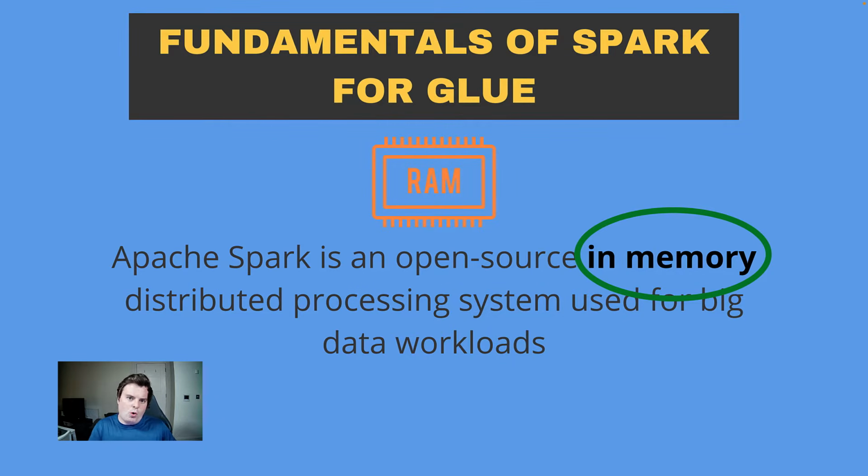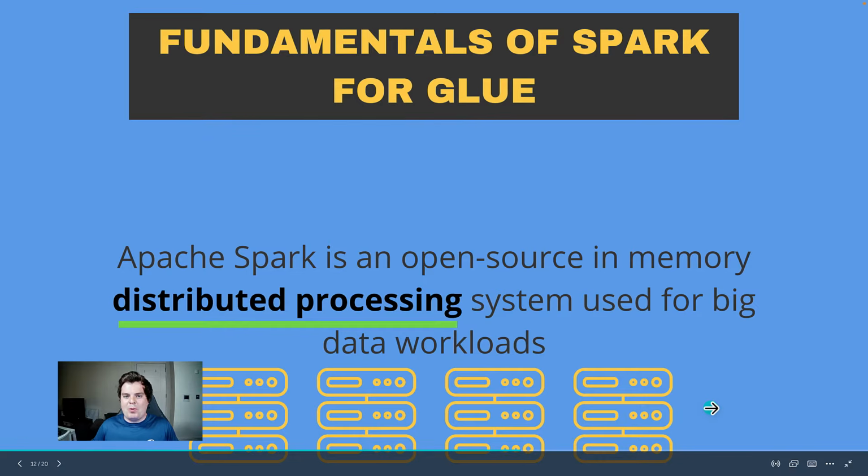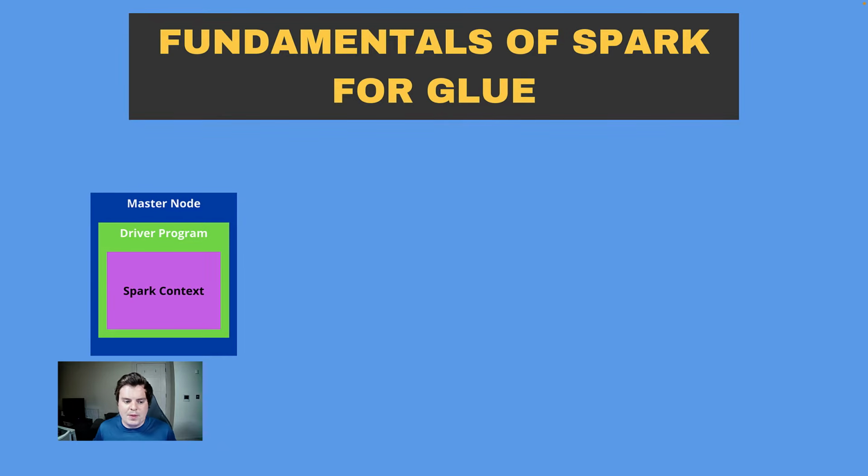In memory, so we're always using RAM; it's actually the RAM on the nodes or the servers that we're using. And the other part is that it's distributed, so our data or processing is across several different nodes. I've drawn out 4 nodes down the bottom here to represent that. Just remember that we're doing it in memory and RAM across multiple computers, and that's why PySpark is so powerful for Glue.